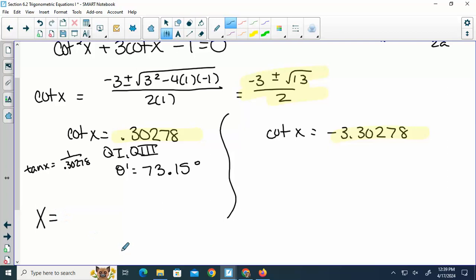So, my x could equal, in quadrant 1, your angle is your reference angle. In quadrant 3, what would we do? Have I lost anybody there? Why do we add 180? To get the quadrant 3 answer. This one is a negative. And in what quadrants is cotangent negative?